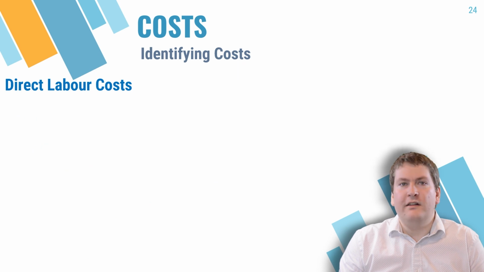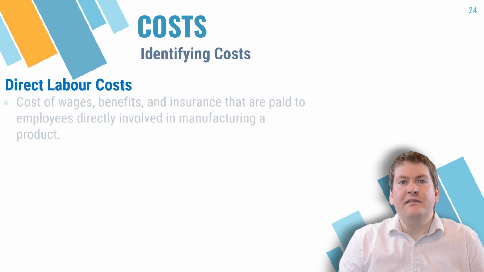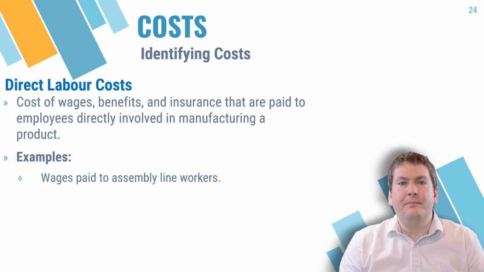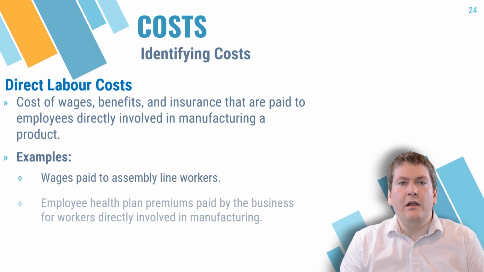Next are direct labor costs. These are costs that are tied directly to the wages and benefits of employees that are directly involved in manufacturing your product. Essentially, the amount you pay to employees that in some way touch or directly play a role in assembling your product. Examples may include wages paid to assembly line workers, or even the cost your business pays for these workers' health insurance or other benefits.